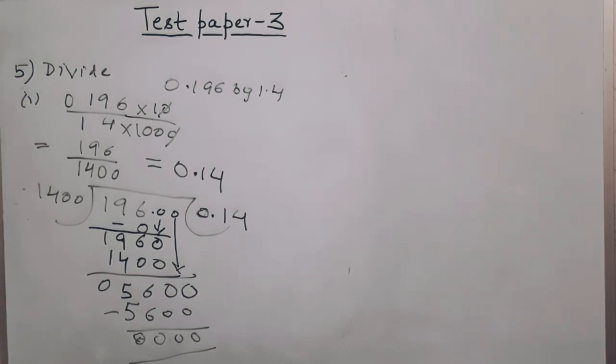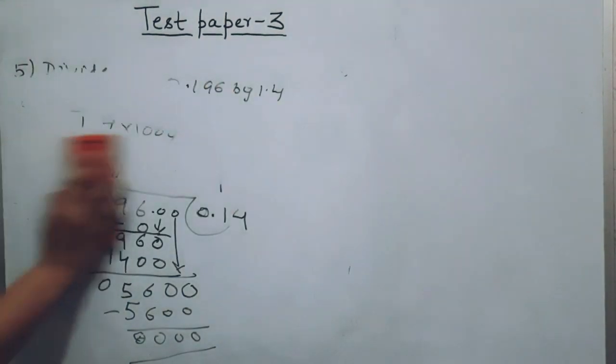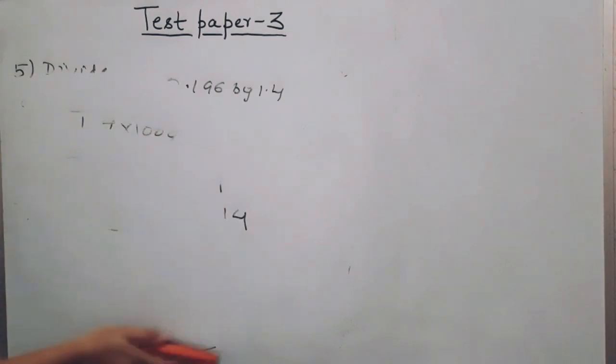Option number 2 and option number 3 are your homework. You are supposed to do these 2 options in your homework copy. And the heading will be test paper 3. Now I am going to solve question number 6. So please pay attention students.